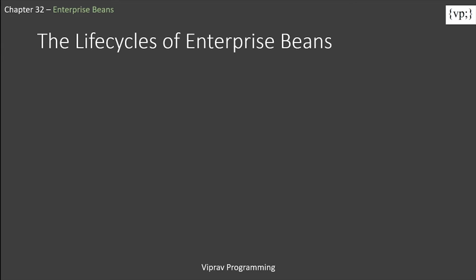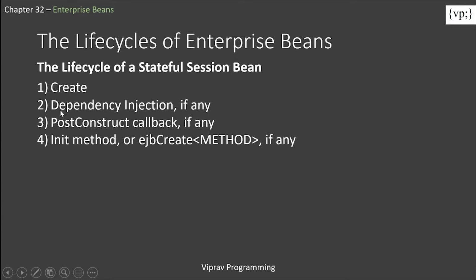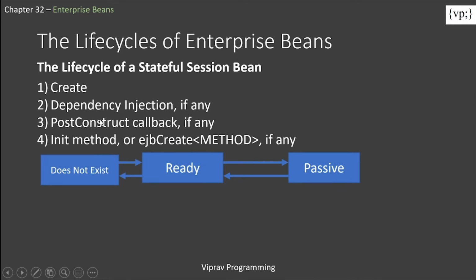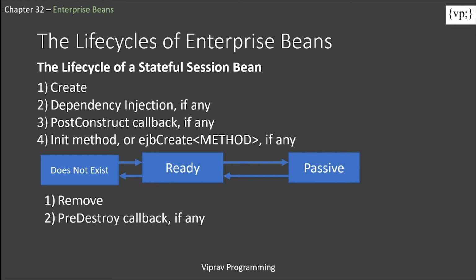Finally, let's wrap this presentation up with the life cycles of enterprise beans. First of all, let's take a look at the life cycle of the stateful session bean. First, you create, inject any dependencies, call any post-construct callbacks, and then initialize your EJB. Basically, what happens is your EJB does not exist, and then it's first created, injected with anything you need, and callbacks are run. Then you initialize it, and then you make it ready. Then you can passivate, which is like setting the EJB to go to sleep when it's not being used.